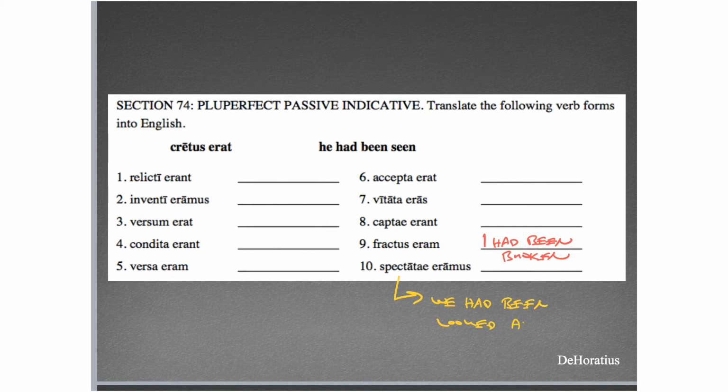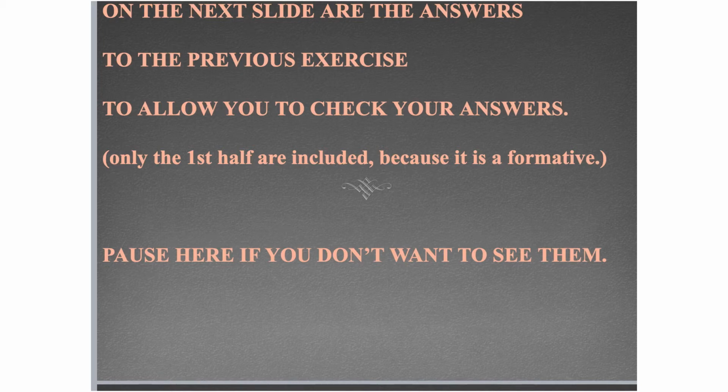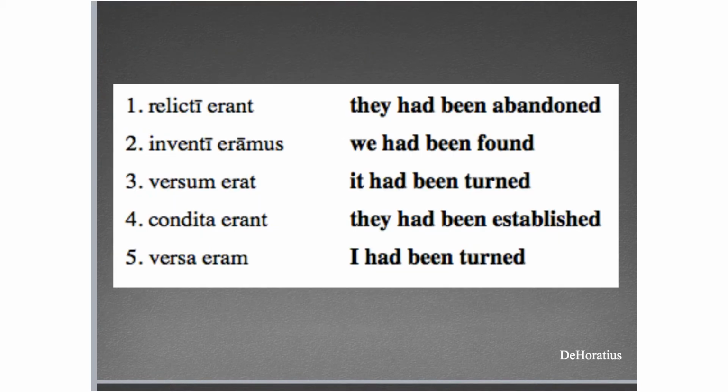And note how with all of these forms, you're kind of just building them as you go, right? So we is our subject, then had been is our pluperfect passive. You could say had is the pluperfect, and then been makes it passive. Looked at is the spectati, and you go from there. Same thing. Here come the answers. All right, there we go.